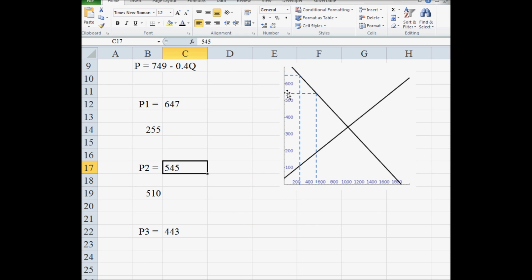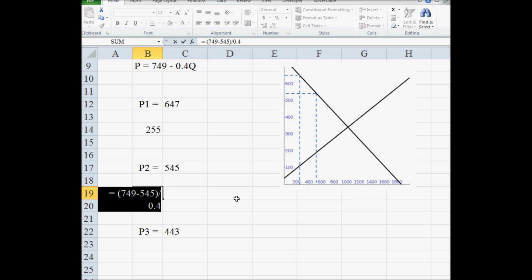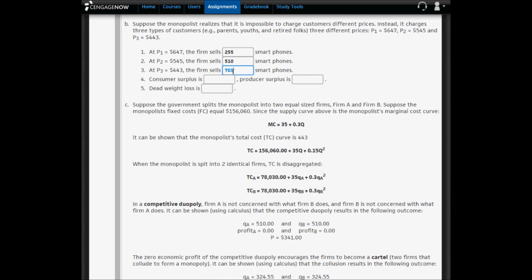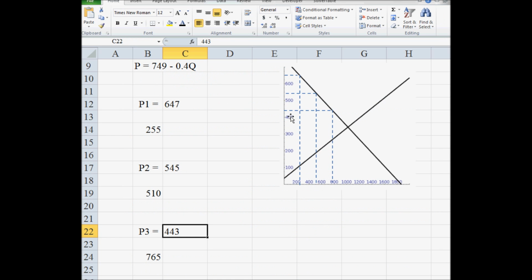So at the price of 545, which is about right here, the quantity is 510. To compute the quantity at a price of 443, I'm going to copy this and paste right here, and then change the 545 to 443, and I get a quantity of 765. So at the price of 443, which is right about here, we get a quantity of about 765.